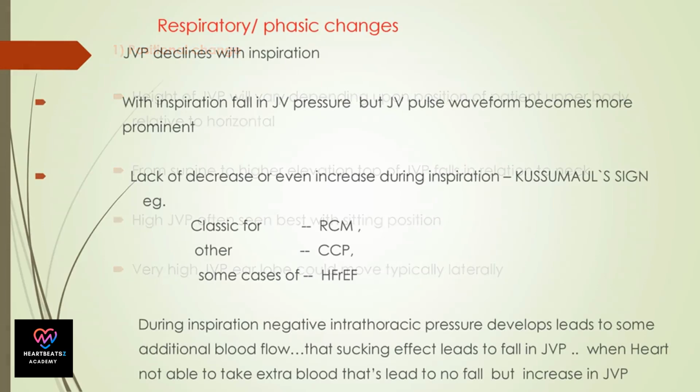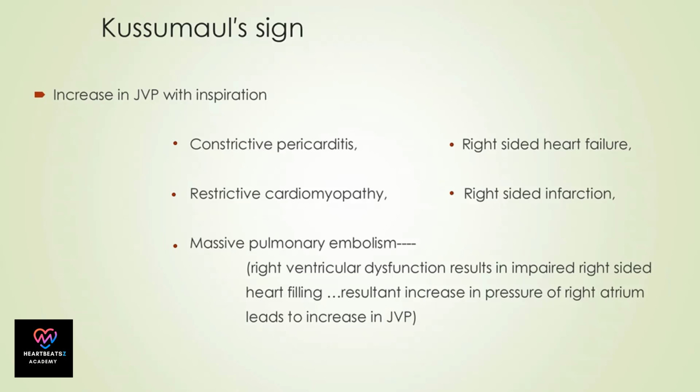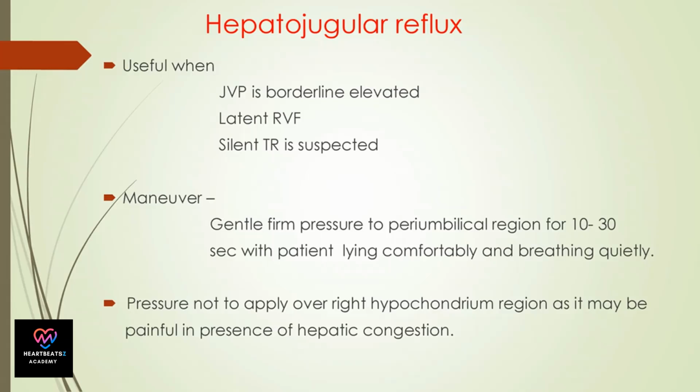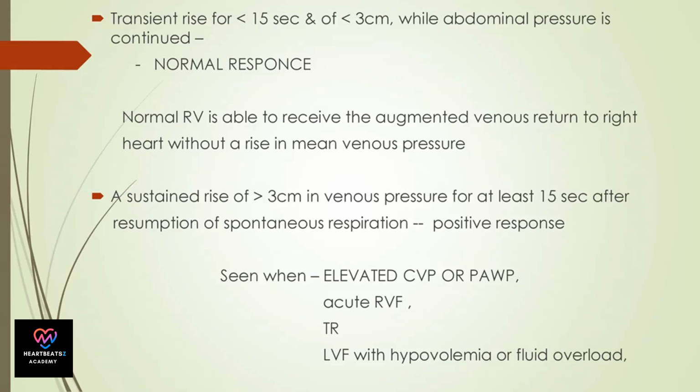information. Respiratory changes in JVP, including Kussmaul's sign, are significant in conditions like restrictive cardiomyopathy, constrictive pericarditis, and heart failure with reduced ejection fraction. The hepatojugular reflux maneuver is used to assess latent right ventricular failure and silent tricuspid regurgitation by applying gentle pressure to the abdomen.